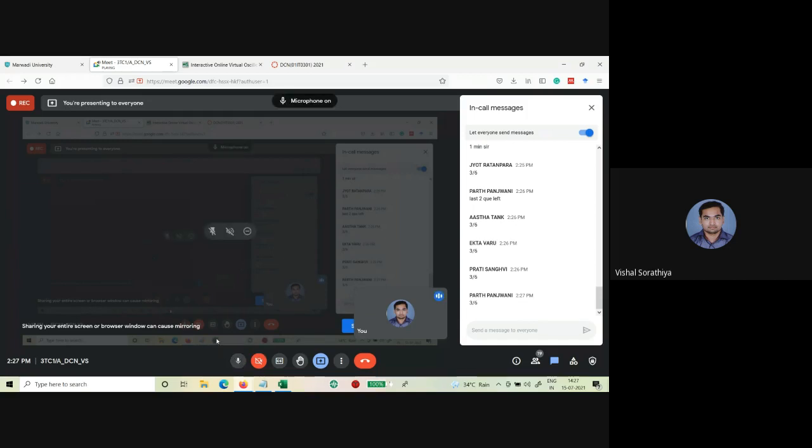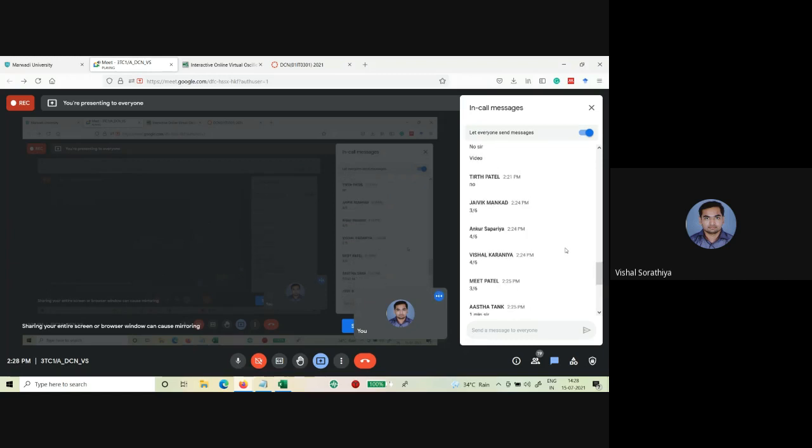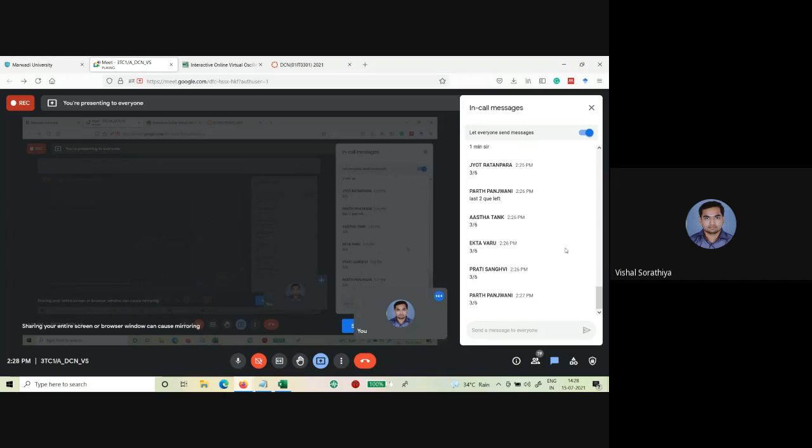So Astha got 3 out of 6, Ekta 3 out of 6. Pratik gave a 3 out of 6 score. Good one. Parth 3 out of 6. What about others? Only 4 plus 4. 1, 2, 3, 4, 5, 6, 7, 8, 9. Only 9 students have responded yet. Till 8 more students need to respond. Everyone, do that quickly.